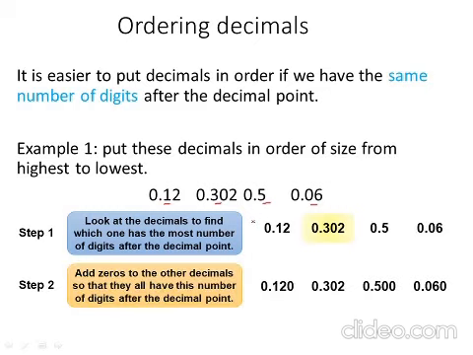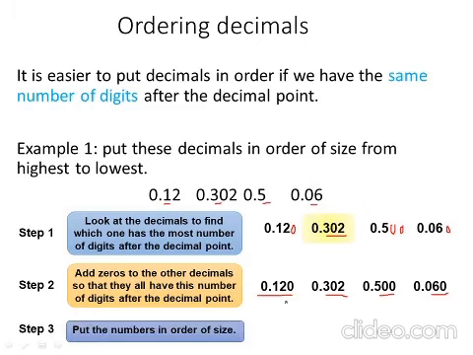Nah, I don't use this method. Well, okay lah, you can try to use this method also. What they do is that you make them all the same amount of digits. Here got 3 digits after the decimal. Here got 2 only, so we add a 0. Here only got 1, so we add 0, 0. And if you find my method confusing, you can use this method as well. So 0.120, 0.302, 0.500, and 0.060. That way, if you just look from the left to the right, you can see which one is the biggest. So 500, 302, and so on.